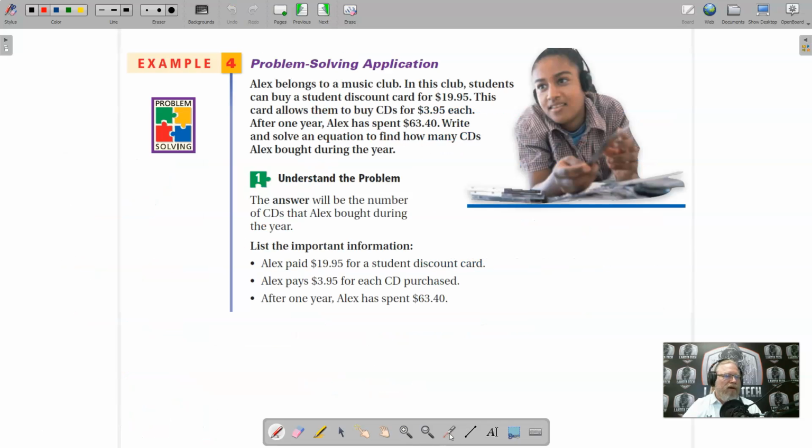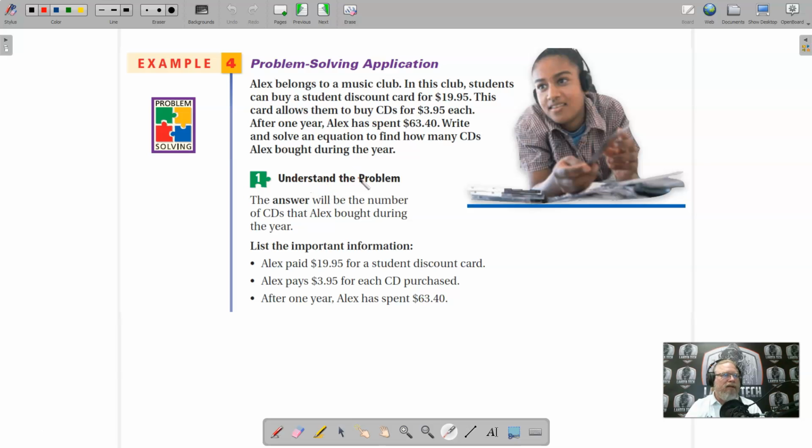So let's look at problem solving application real quick. We'll kind of run through this real quick, because we pretty much solved this earlier at the beginning. So in example 4, remember Alex belongs to a music club. In this club, you can buy a discount card for $19.95. This card allows you to buy CDs for $3.95 each. After 1 year, Alex has spent $63.40. Write and solve an equation to find out how many CDs Alex bought during the year.